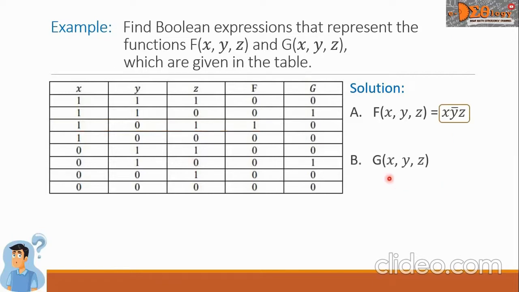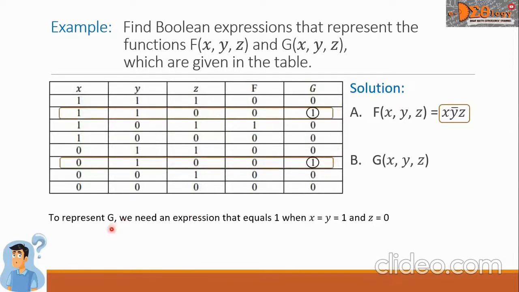Now the function g. In this column, we can see that all the numbers are 0 except for 2, which are numbers 1. To represent g, we need an expression that equals 1. In this first line, we can see that x equals y equals 1 and z equals 0. While on this line, we can see that x equals z equals 0 and y equals 1.